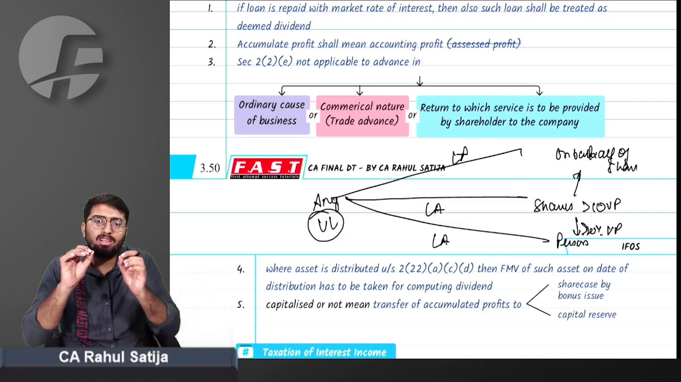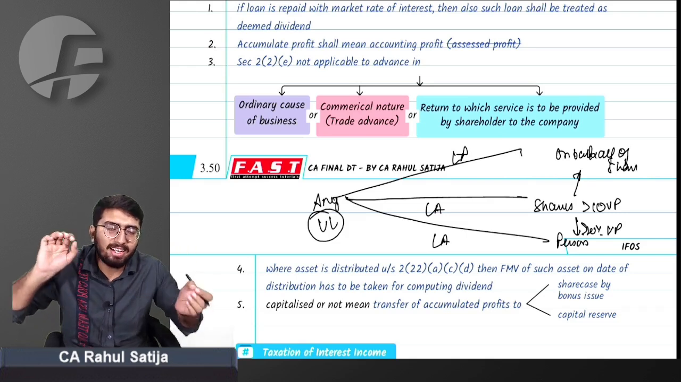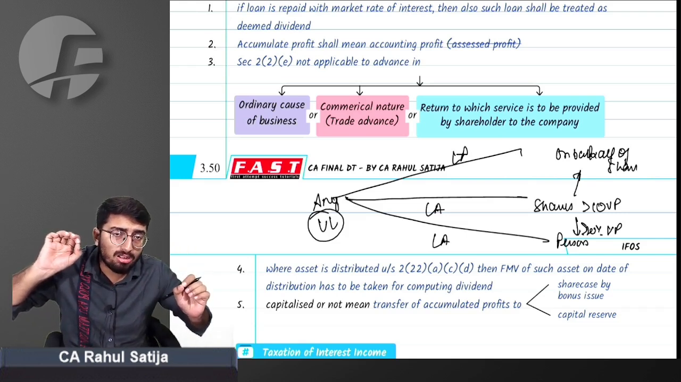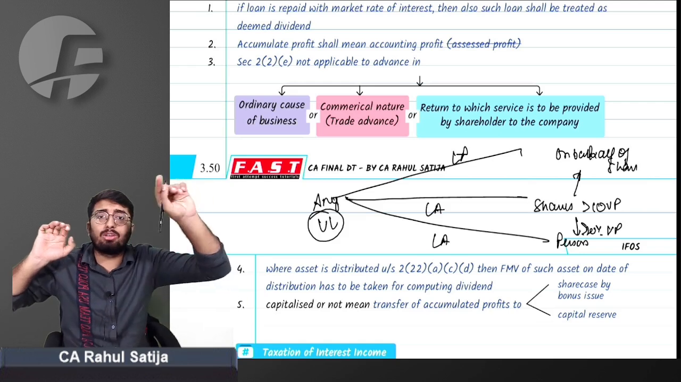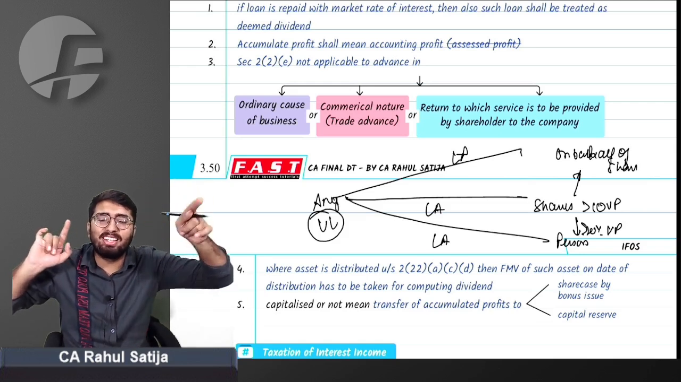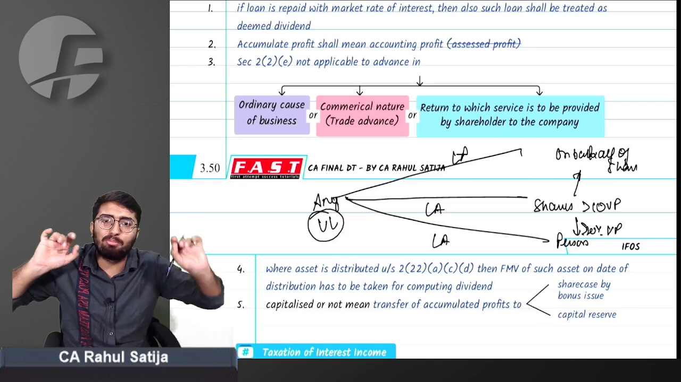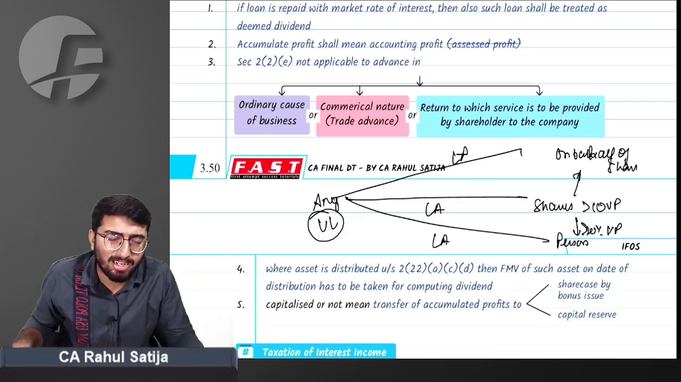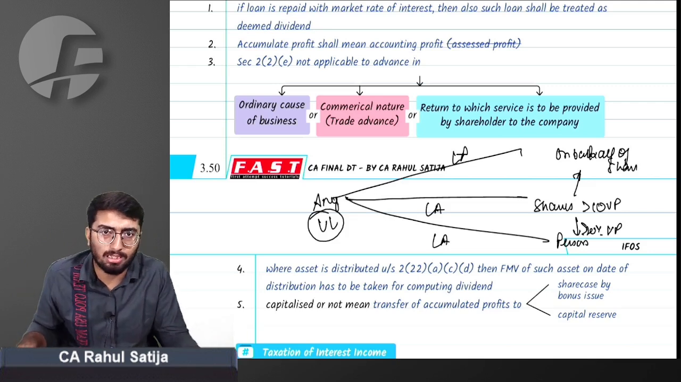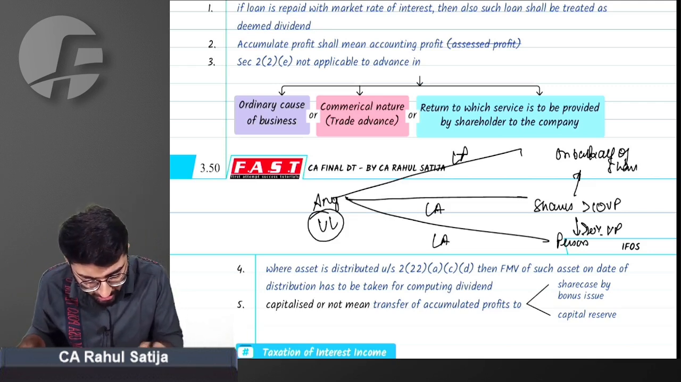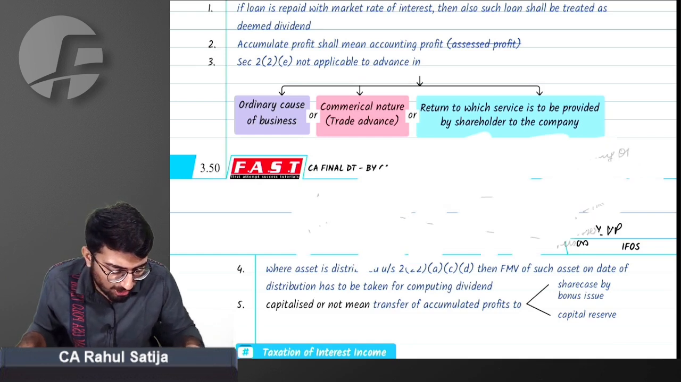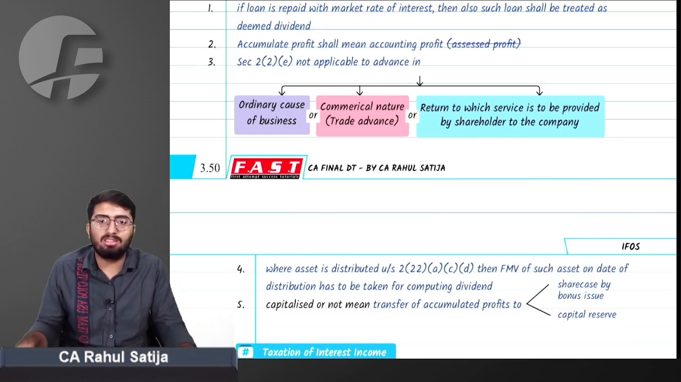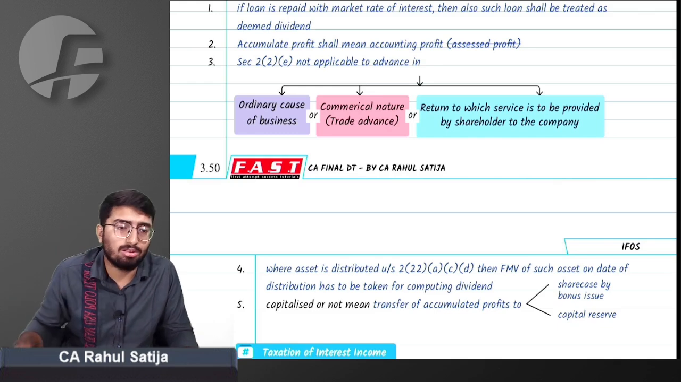For example, if a company gives a loan to an employee and that employee in turn remits such loan to any shareholder who has greater than 10% voting power, then any advance made by that company to that employee or that shareholder will be treated as deemed dividend under section 2, clause 22, subclause E. Now, the fundamental issue here is that this provision says any kind of loan or advance. Sir, it also considers advances?